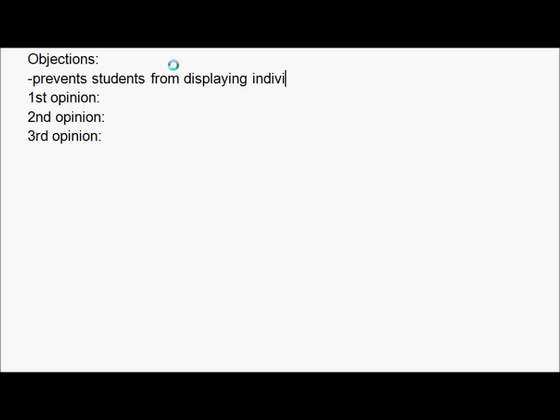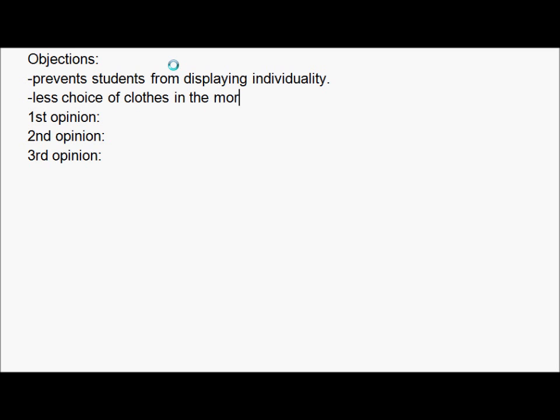So let's just go down here. Let's go to first the objections. What are some common objections against school uniforms? So one maybe prevents students from showing off their individuality, displaying individuality. Okay, so that's one common objection. Less choice of clothes in the morning.